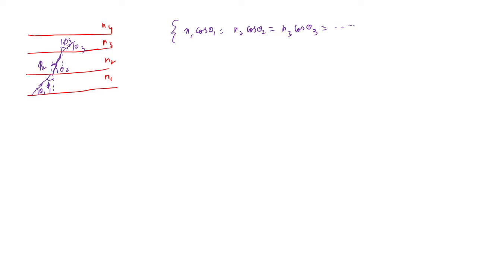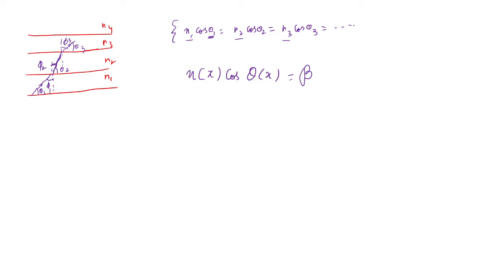So in general, if you have an index of refraction that is changing, we can write, instead of n1, n2, n3, the refractive index as a continuously varying quantity n of x, and even theta as a continuously changing variable, cosine theta of x. And all of these are equal to a constant, which we call, say, beta.